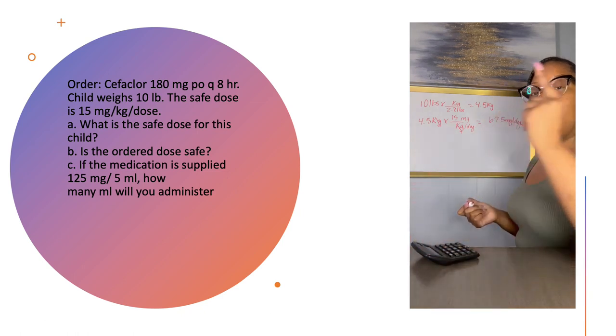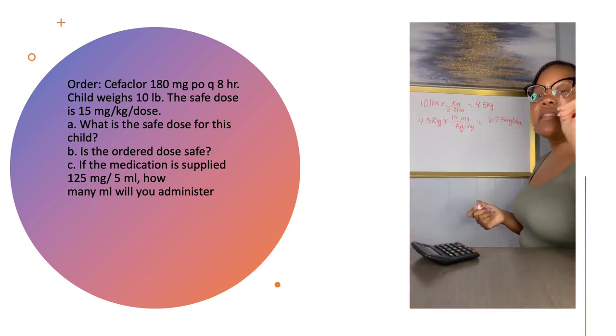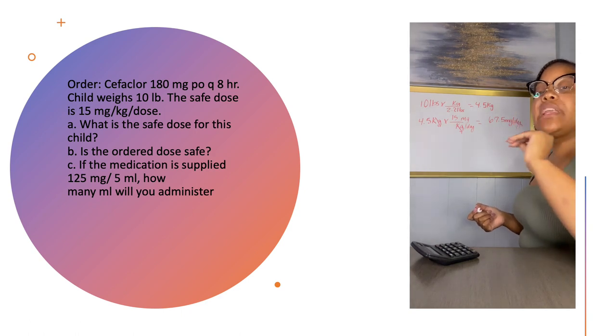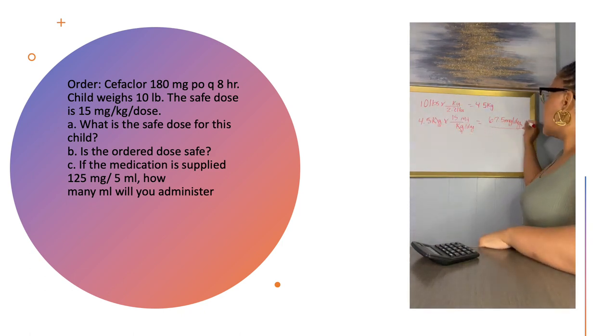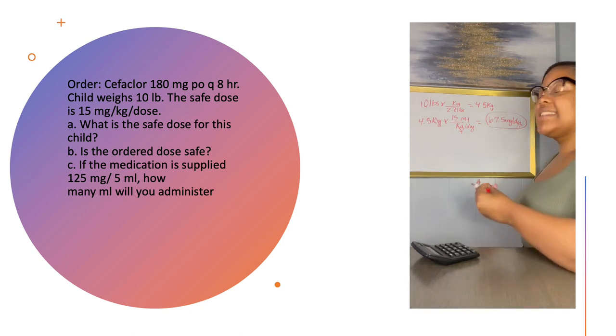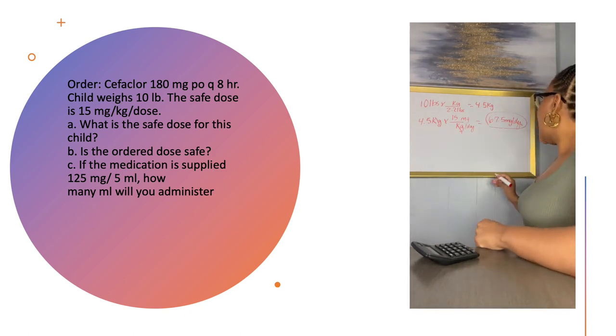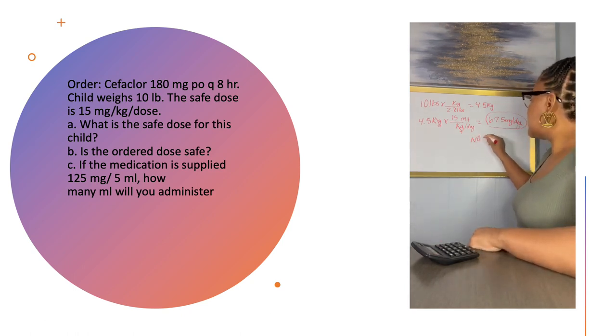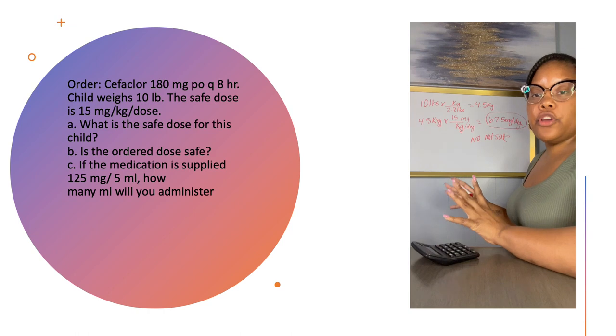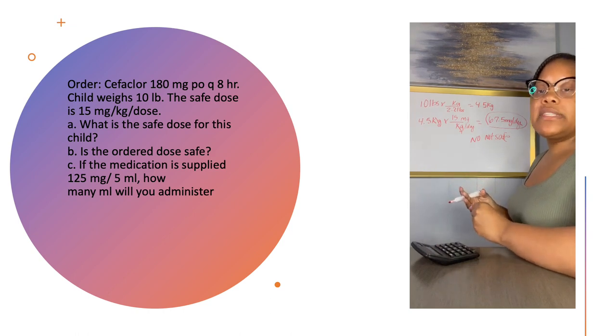All right, so we go back to our problem and let's work it out. So we then see the order says that it is ordered for 180 mgs every 8 hours. Is this medication safe? Because the max dose that this patient can receive a day is 67.5 mgs. So can this patient get this medication? No, it is not safe. You need to go no further. So when it comes to answering question C, hey, this medication is not safe. I will not administer any medication.